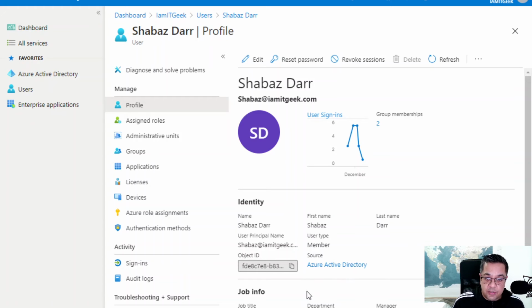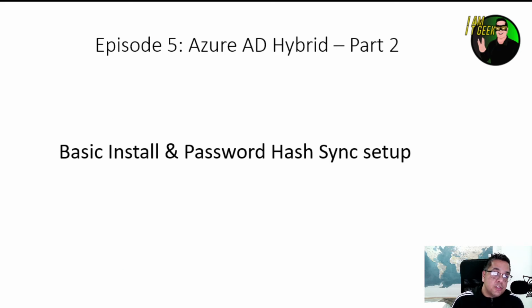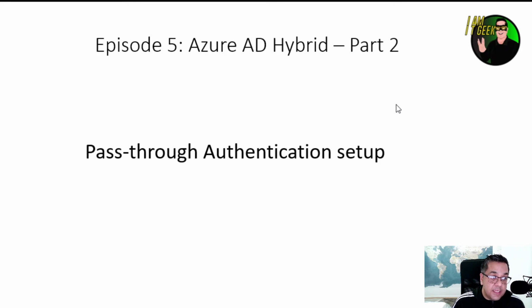So that's just the difference between the two synchronized accounts and a cloud account. So that was the basic install with password hash sync setup. What I'd like to do now is move on to pass-through authentication setup and show you how we do this.